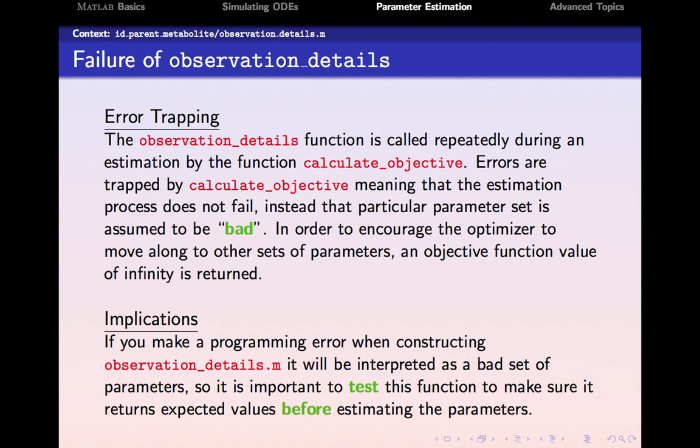So it's very important to test your observation details file by sending in a value of parameters in CFG to make sure that it's actually returning what you expect. Okay, and as you become more comfortable with MATLAB, you're probably going to make fewer and fewer mistakes. But at the very beginning, when you create an observation details file, it's very important that you test it, just from the command line, or you can test it from your analysis file, to make sure it's spitting out the correct information.